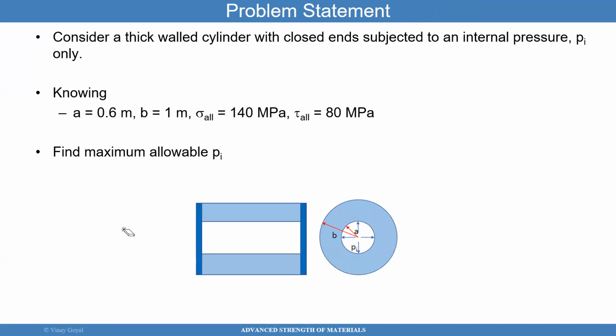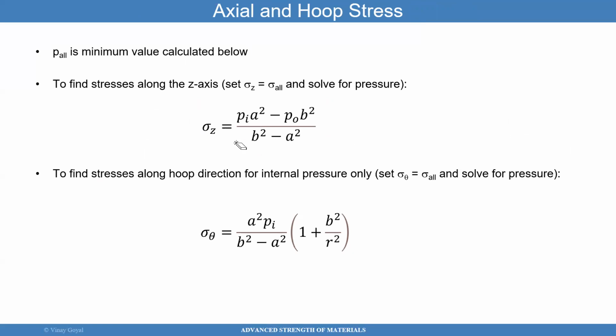In example 3, I'm given a thick cylinder with closed ends, and I'm subjecting this to internal pressure PI. They're asking to get the maximum allowable pressure PI if the tensile allowable is 140 and the shear allowable is 80. For that is a very simple solution. I know the stress in the axial direction, and I know the stress in the hoop direction. The stress in the hoop direction will be more critical generally, but these 2 stresses need to be looked at.